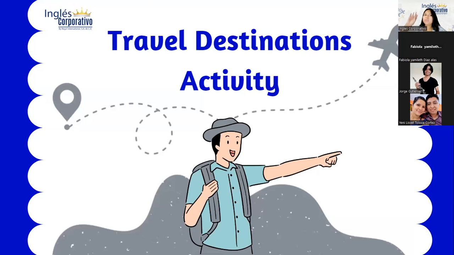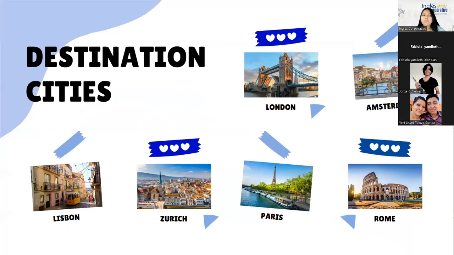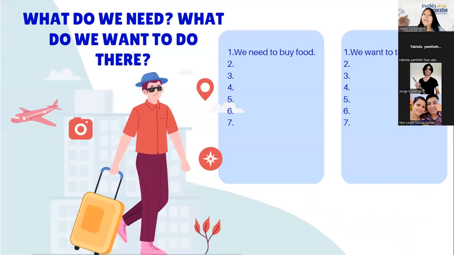So you can choose one of those cities. You can choose London or Amsterdam or Rome or Paris. I don't know, okay? You decide. Usted decide. Entonces, aquí, ¿qué quiero que haga? Que elabore 6 oraciones más la que yo ya le di con los verbos need to and want to. ¿Qué necesita para ese viaje y qué quiere hacer en ese viaje?